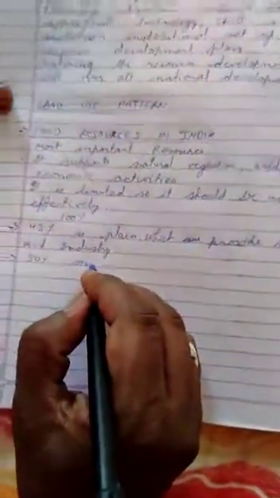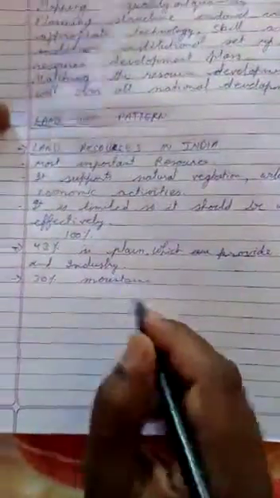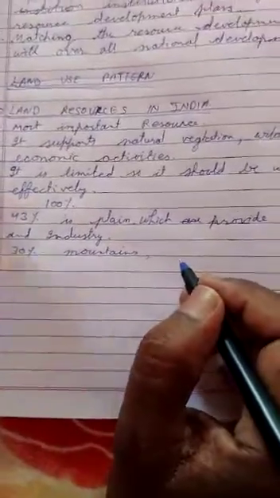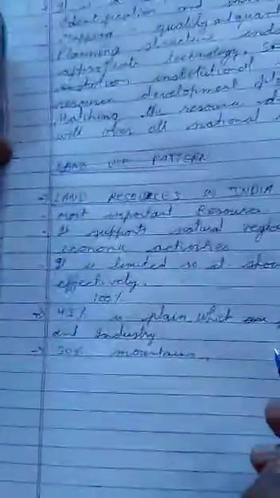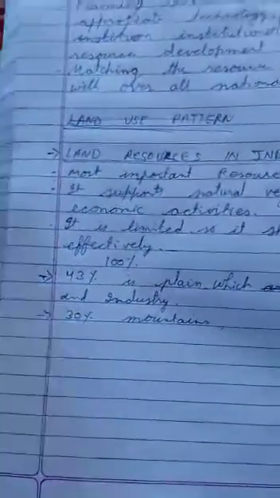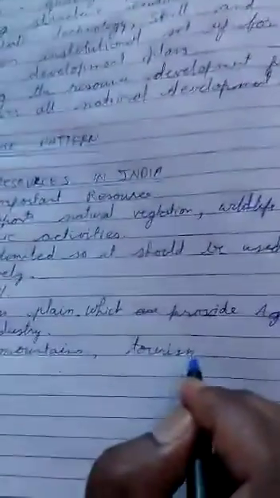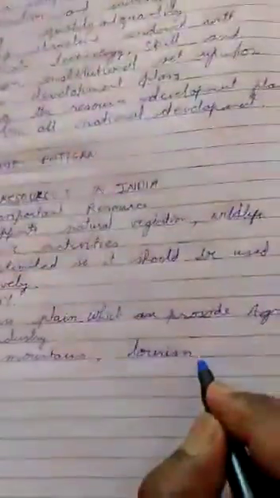Then 30% of India is covered with mountains, the Himalayas, right from Jammu Kashmir till the northeast states of India. They provide perennial rivers, which flow throughout the year. They also provide tourism and hill station facilities like Dehradun, Shimla, Kullu Manali.